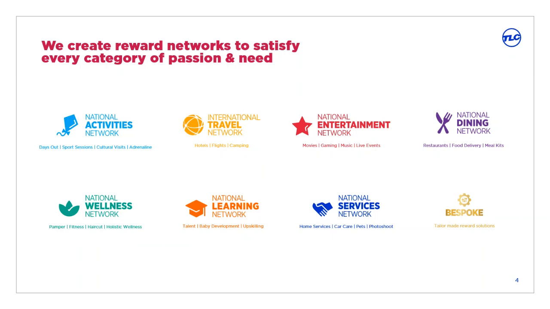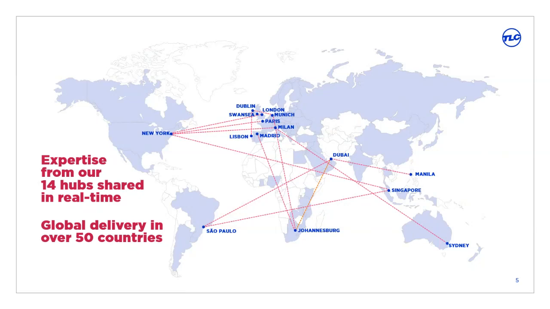So we've got these rewards and experiences that we can plug into your loyalty programs and your upcoming campaigns. We're a global business, so we've got 14 offices around the world, and we can take all of this global information and data that we store from our campaigns and what customers fundamentally want, and we deliver this in over 50 countries where our campaigns run. So hopefully that gives you a little bit of an overview of what TLC Worldwide is.